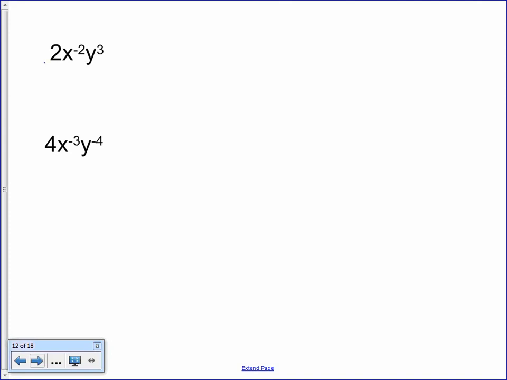So a few more. I have a 2, x to the negative 2, y to the third. The only thing that has a negative exponent is that, so that's the only thing we need to move. So x to the positive 2 is going to go on the bottom. And what's left on top is the 2 and the y to the third.